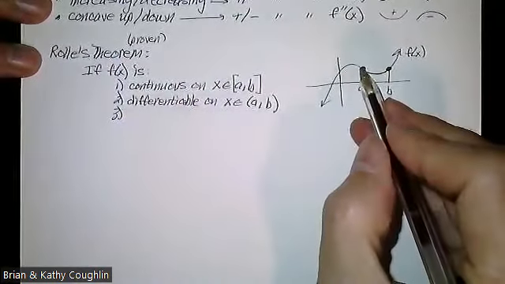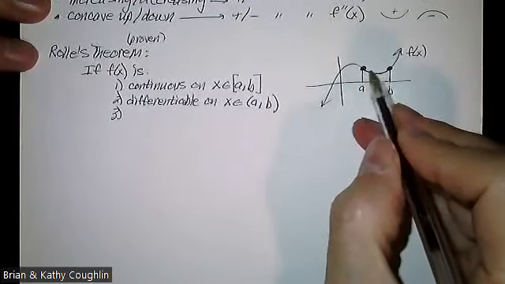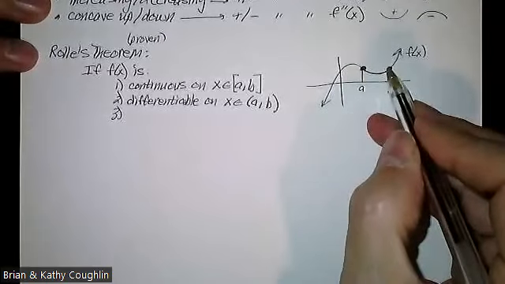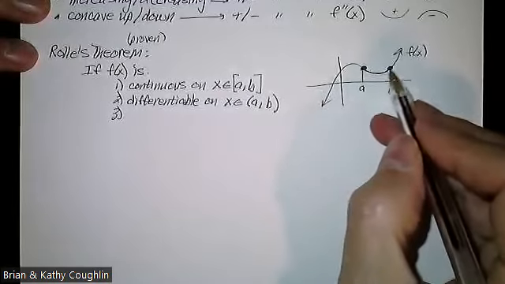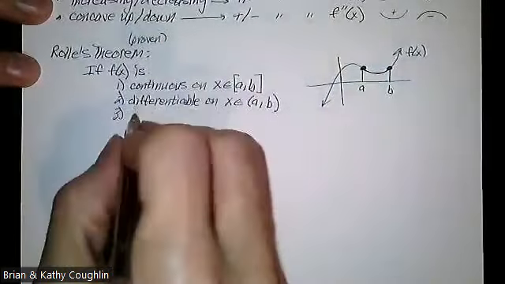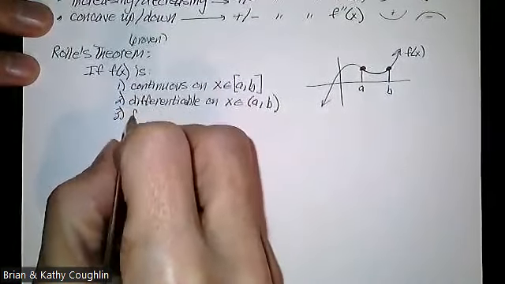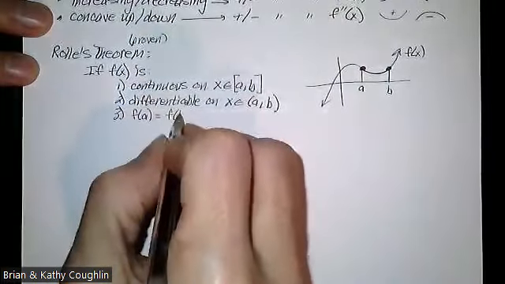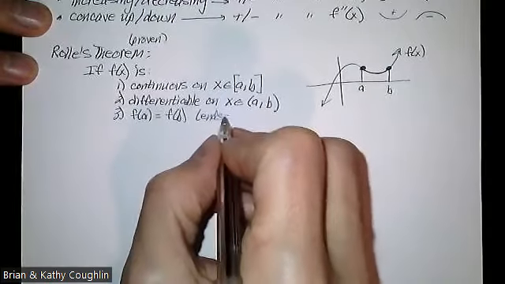Differentiable means the derivative exists at every single point. So if I took the derivative here, it would exist, here it would exist, and so on, all the way inside, not counting the ends. You don't have to have a derivative there, but make sure the derivative exists in here. I'll talk more about that in a minute. And 3, this is going to seem a little abstract: f of a is equal to f of b, which basically means the ends are the same height.